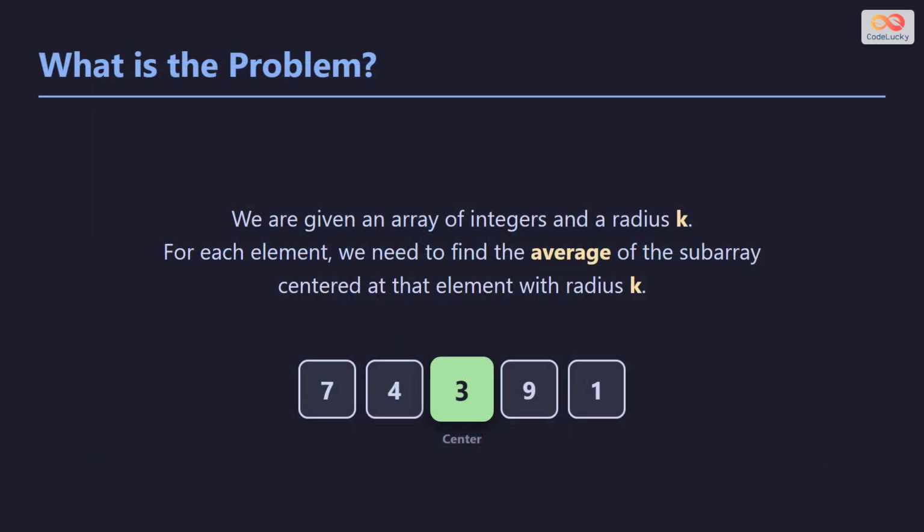Let's first understand what we are trying to solve. We are given an array of numbers and a radius value. Our goal is to calculate the average of a subarray centered at each element. The subarray must extend k steps to the left and k steps to the right of that center element.